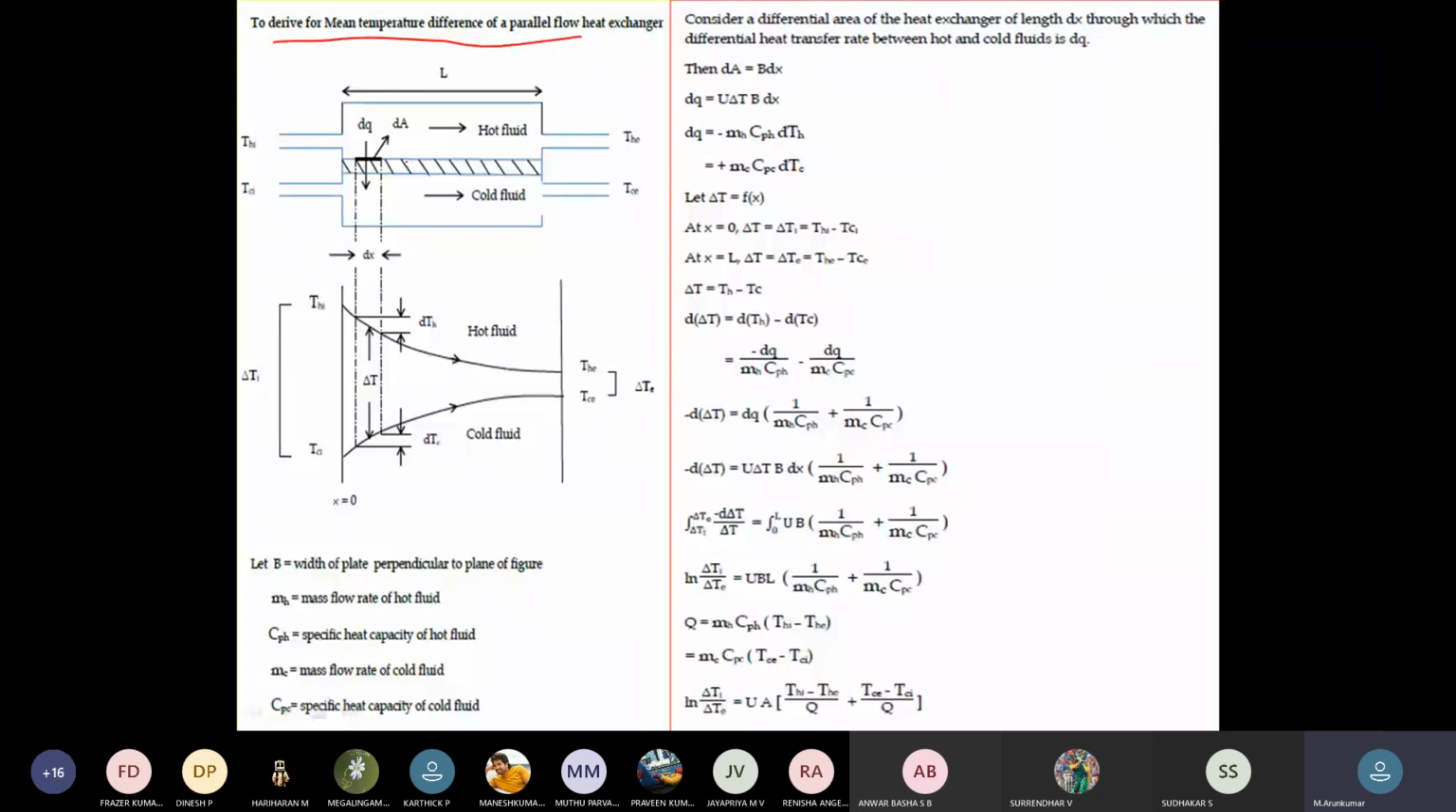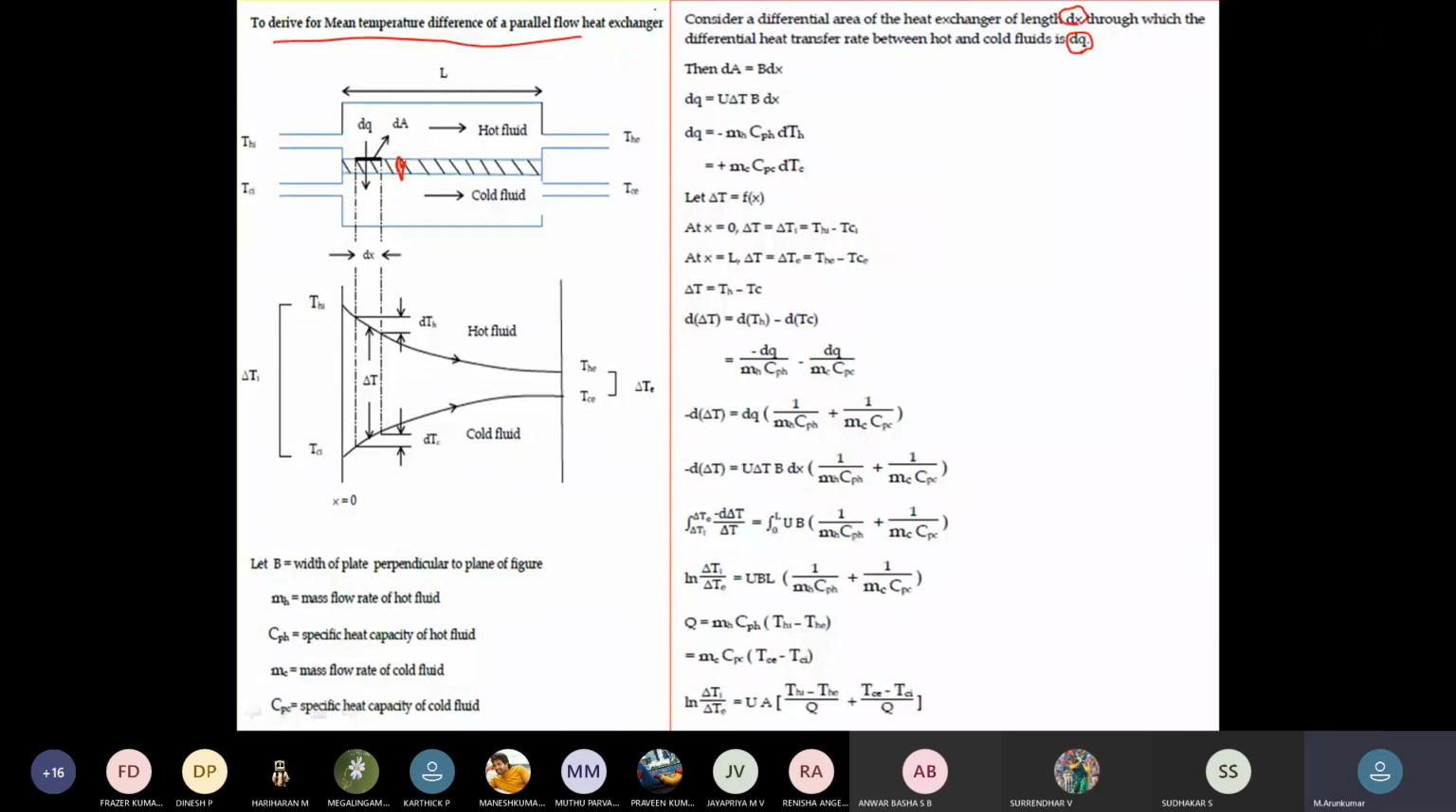So this width can be taken as B. Then other terms you know very well, m_h, c_ph, m_c, then c_pc. Then consider a differential area of a heat exchanger of length dx, through which the differential heat transfer rate between the hot and cold fluid is dq. So we are going to consider only this dx and dq. So dx stands for a small change in length, and dq stands for the differential heat transfer, right?